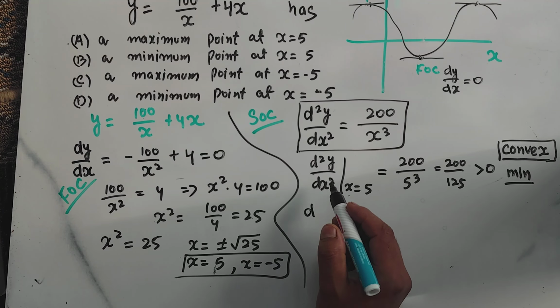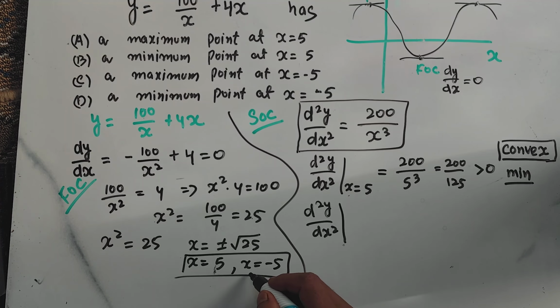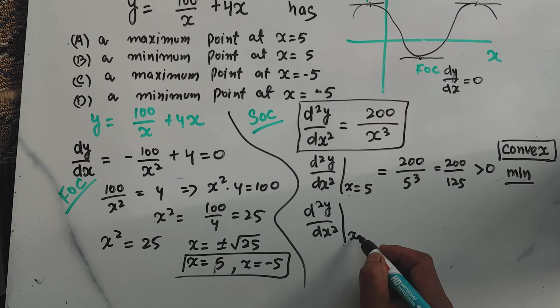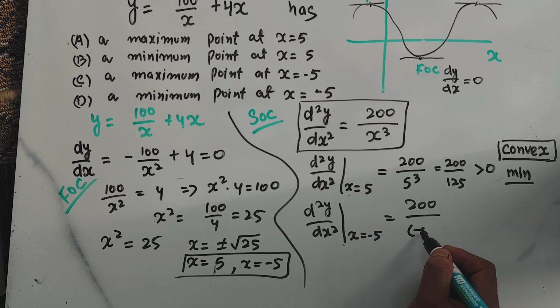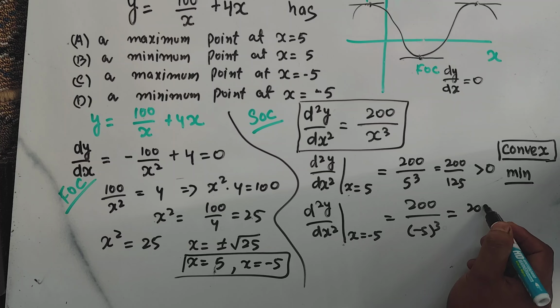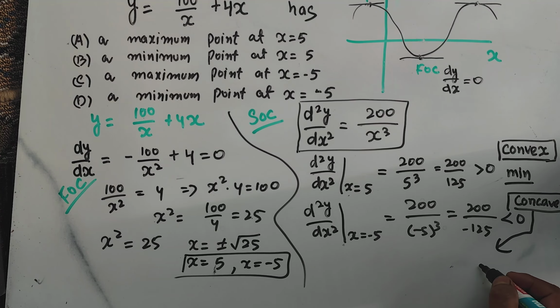Now let's take the second point and evaluate the second point in the second derivative. x is equal to negative 5. So we have 200 upon negative 5 cube. It will be equal to 200 upon 5 into 5 into 5, which is negative 125. Obviously this number will be less than 0. So if it is less than 0, we get a concave curve. If we have concave, this point shows us the maximum point.